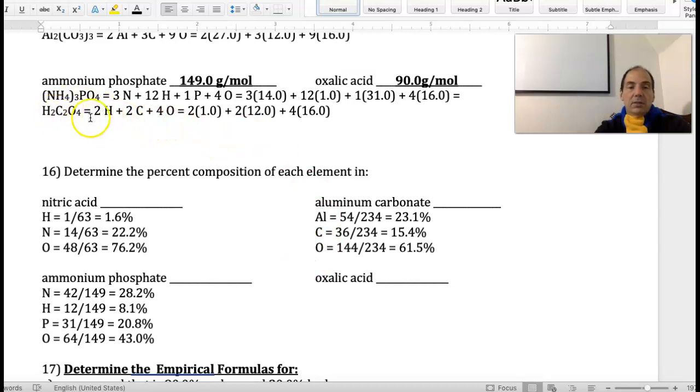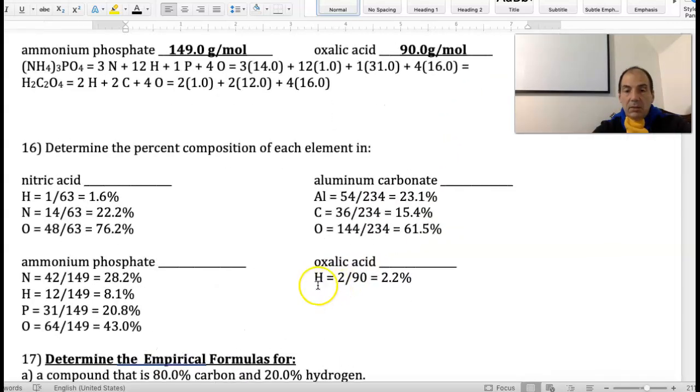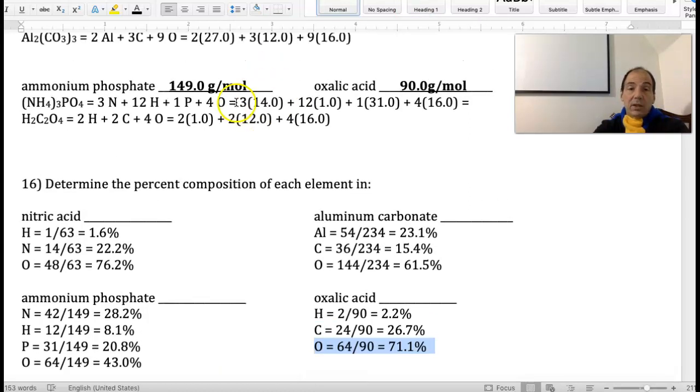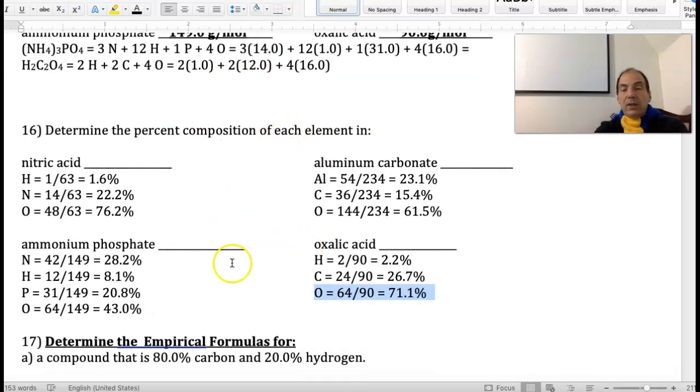All right, oxalic acid, we're going to start with hydrogen, which was 2 out of 90, or 2.2%. Then we have the carbon, which was 24 out of 90, or 26.7%. And then we have the oxygen, which was, again, 64 out of 90, so we get 71.1%. So that's all that percent composition is. It's really a pretty simple thing, especially if you do your work out for molar mass, then we don't have to really do it all again.